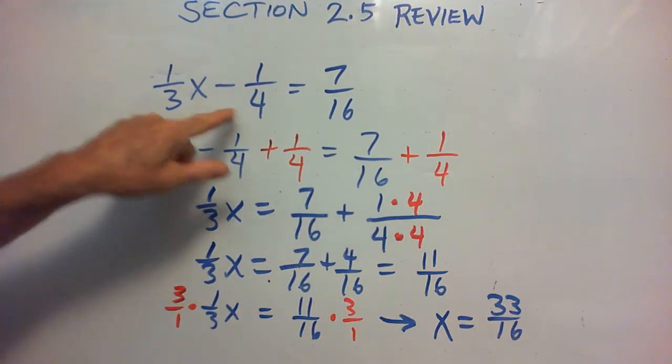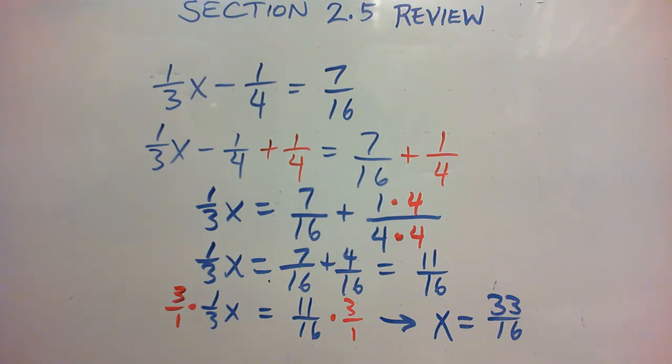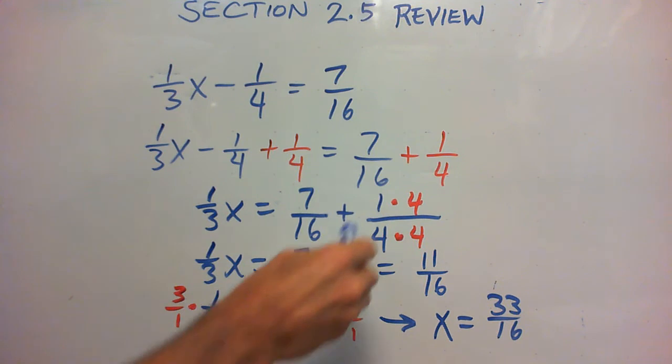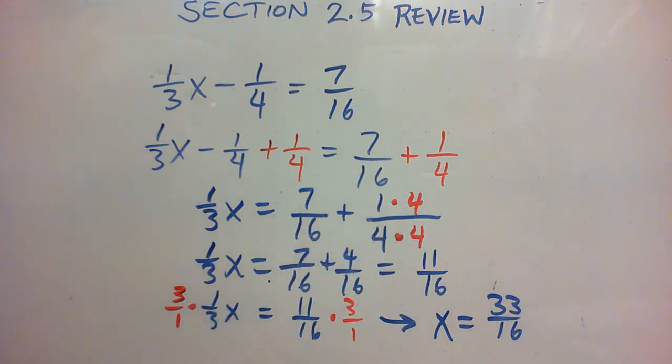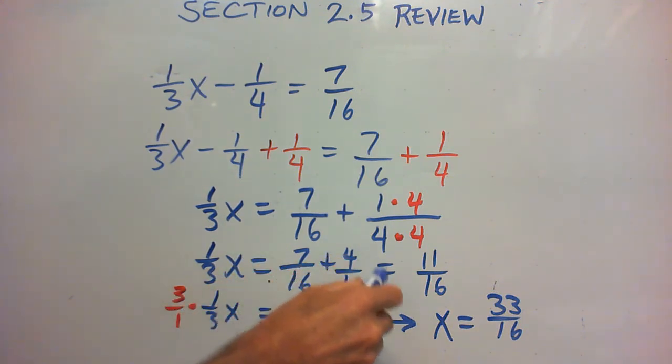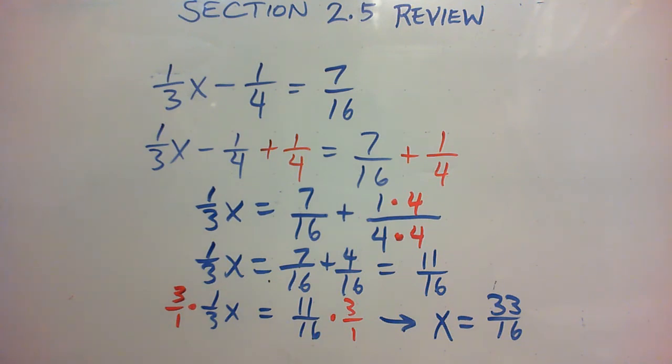Okay, so first thing, add 1/4 to both sides. But to combine 1/4 with 7/16, we need a common denominator, which happens to be 16. So you have to multiply the 1/4 by 4/4. Then you can combine 7/16 plus 4/16 makes 11/16. So then you have your equation 1/3 x equal 11/16. And we can solve it either by dividing both sides by 1/3 or simply multiplying both sides by 3/1, which is what you would do if you divided both sides by 1/3 anyway.